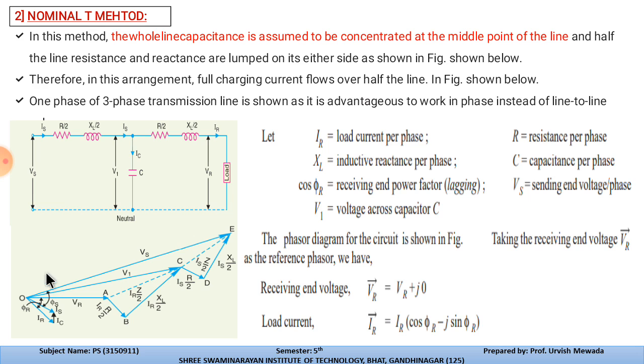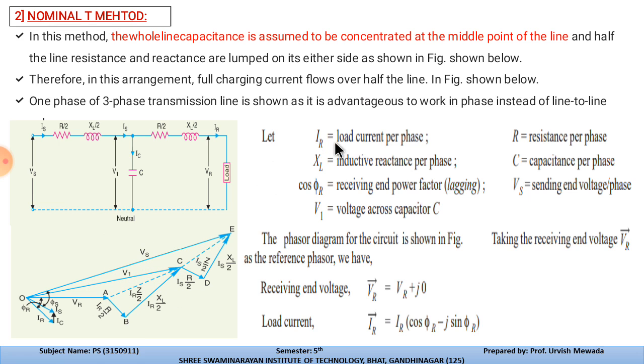Now CD is equal to Is into R by 2, in phase with Is. This loss is in parallel with Is because it is the resistive loss. While DE is equal to Is into XL by 2, that leads Is by 90 degrees. Then OE represents the sending end voltage Vs. So this is how we can explain the phasor diagram of any circuit.